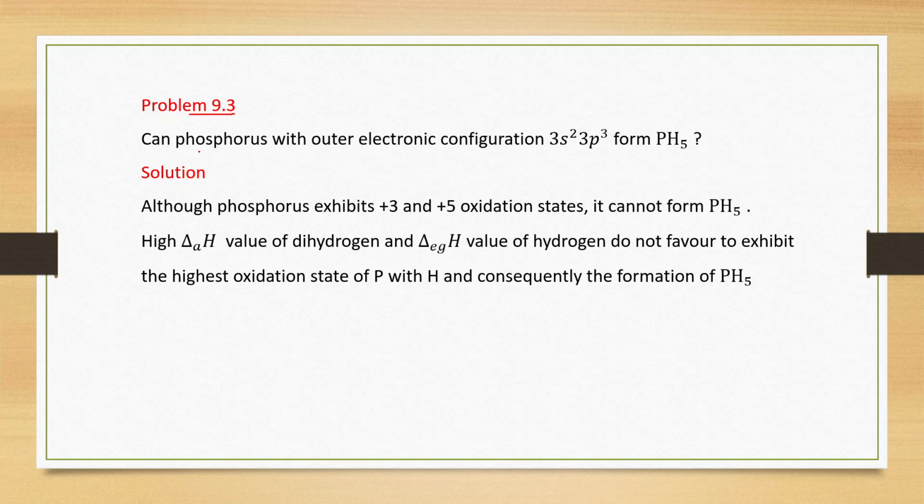Problem 9.3. Can phosphorus with outer electronic configuration 3s2 3p3 form PH5? The answer is, although phosphorus exhibits +3 and +5 oxidation states, it cannot form PH5. Why? Because the high enthalpy of atomization value of dihydrogen and the high electron gain enthalpy value of hydrogen do not favor the highest oxidation state of phosphorus with hydrogen, and consequently it will not form PH5.